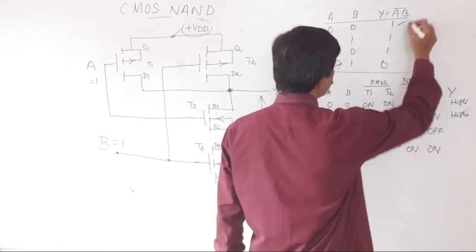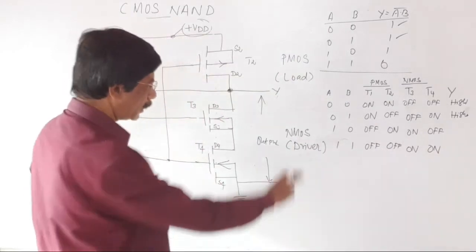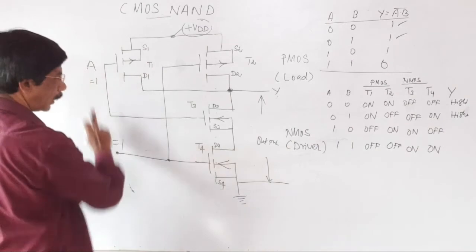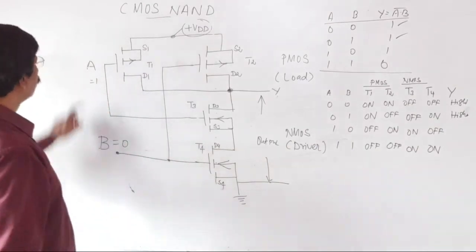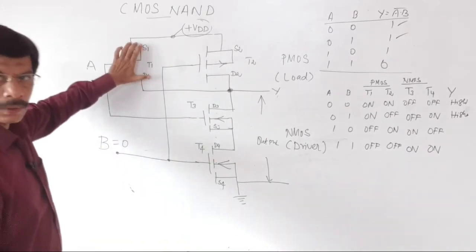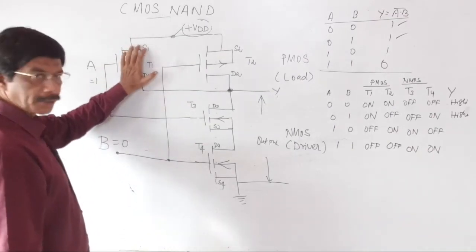This shows the first two rows of the truth table. The third case, A is equal to 1, B is equal to 0. Look here, when A is equal to 1, the input to the PMOS transistor is high, so definitely this transistor is off.